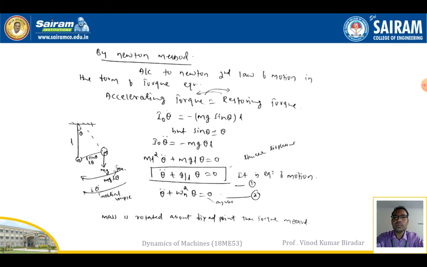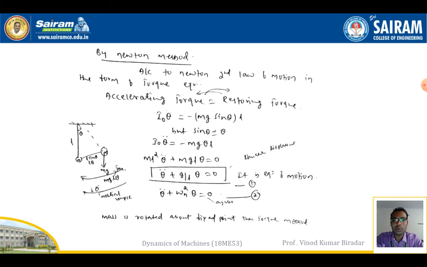According to Newton's second law of motion, in the form of the torque equation, the accelerating torque is equal to the restoring torque. So the formula is I naught theta double dot is equal to minus mg sin theta into L. But for small angles, sin theta is approximately theta. So I naught theta double dot is equal to minus mg theta into L, with I naught equal to m l square, giving m l square theta double dot plus mg L theta is equal to 0.